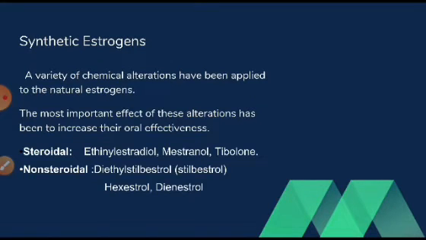Synthetic estrogens: a variety of chemical alterations have been applied to the natural estrogens. Meaning, how do we get synthetic estrogen? We make some alterations on the natural estrogens. The most important effect of these alterations has been to increase their oral effectiveness. Why do we need to modify the natural substance? Because we are giving it from outside, which means there will be a certain route of administration, and it should be friendly or sustainable to that route. So to make it orally effective, some modifications are done.